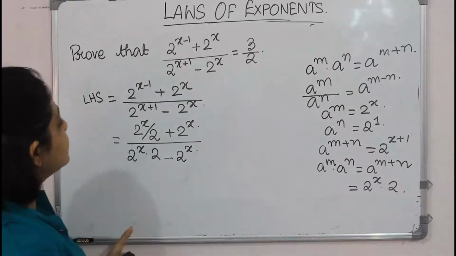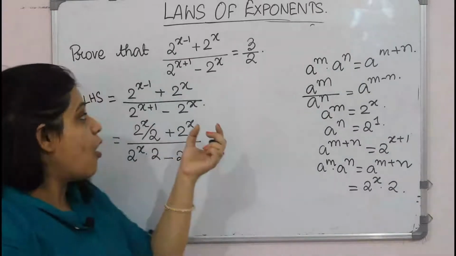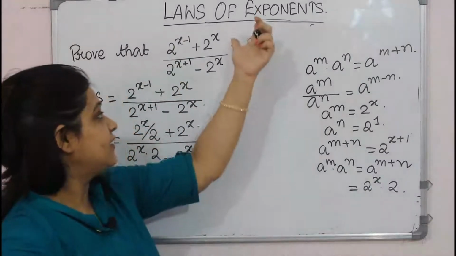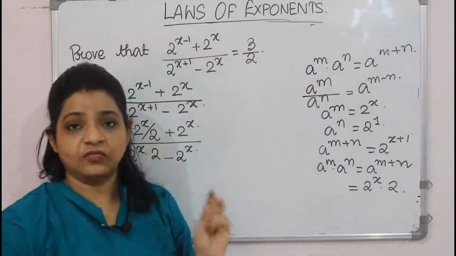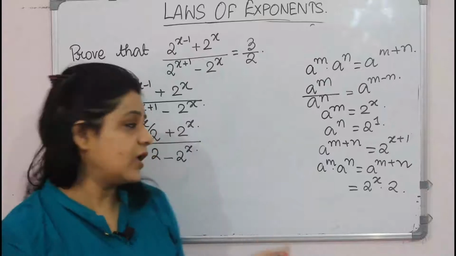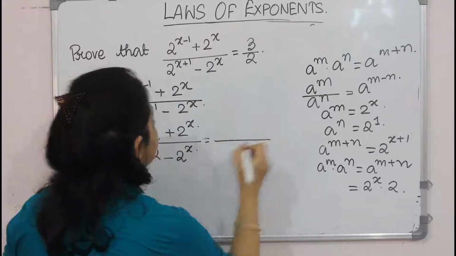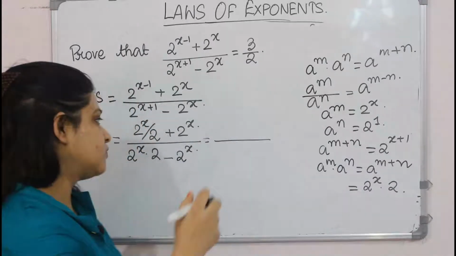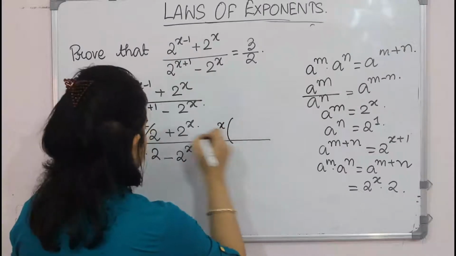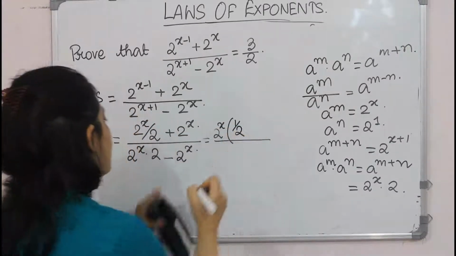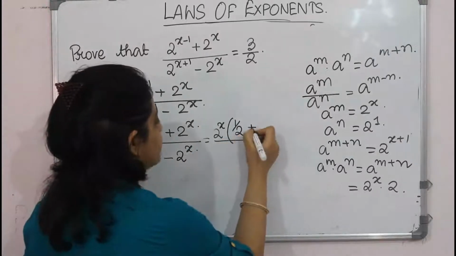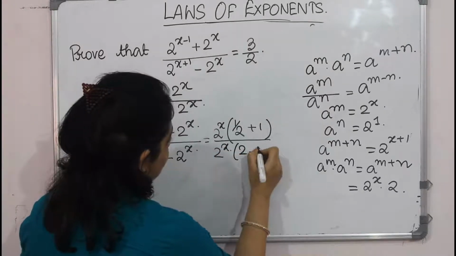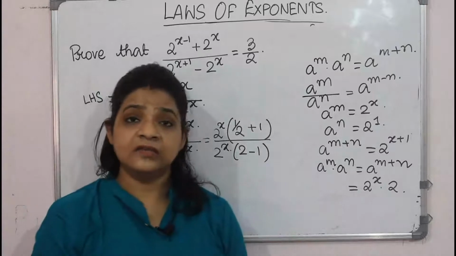Okay, now the next is you have to get rid of this power, isn't it? 2 to the power of x, because on the right hand side you have a fraction which is free of any powers. Okay, so what I will do, from here I can say that 2 to the power of x is common to both these terms. So I can write 2 to the power of x. So this is 1 by half. 2 to the power of x by 2 is 1 by half plus 1 I can write, and this is 2 to the power of x, that is 2 minus 1. Up to this I can easily write.